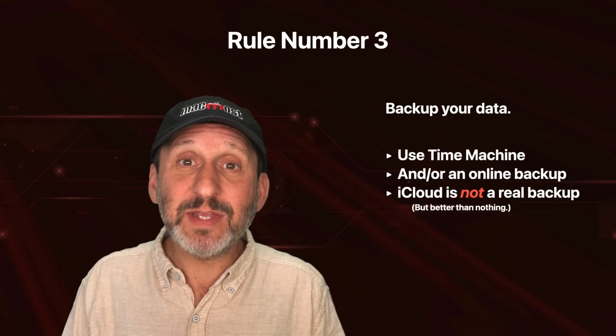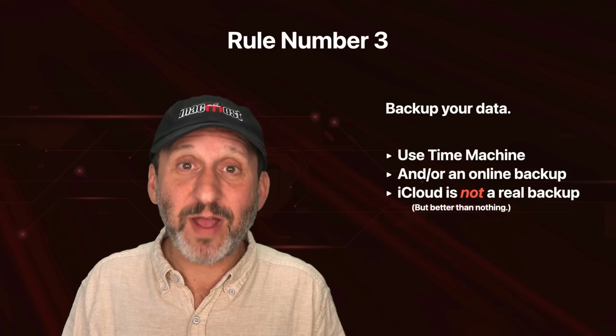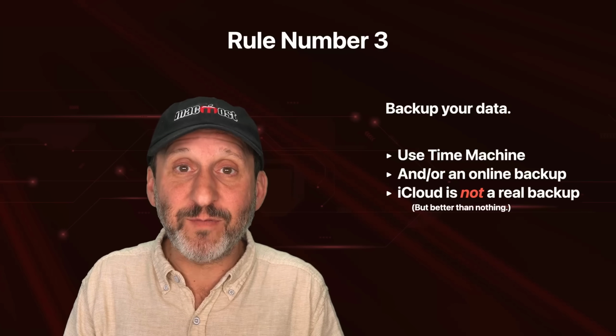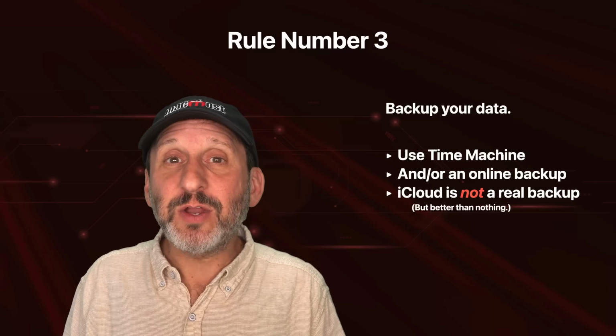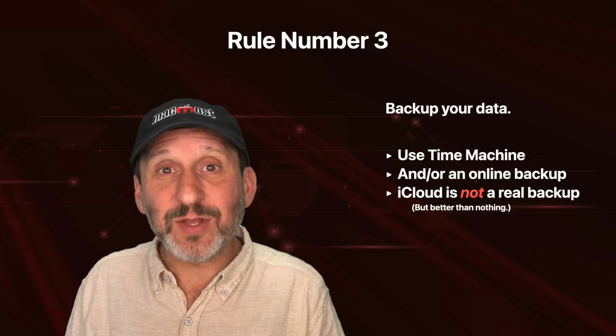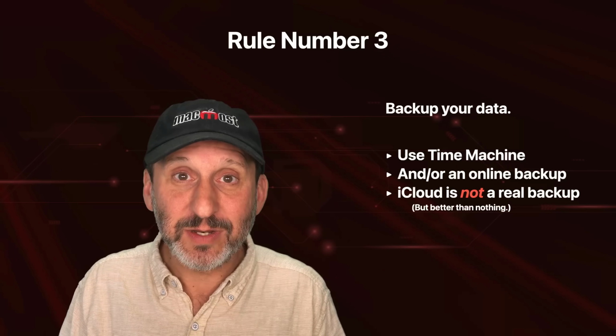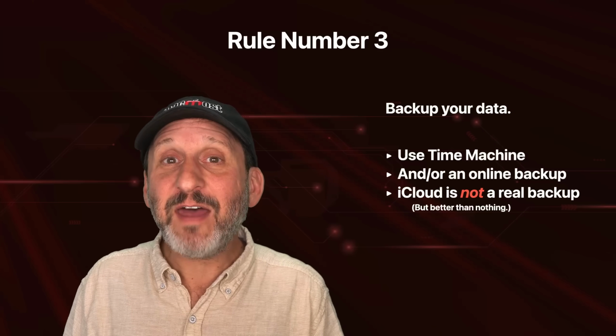The easiest way to back things up is to simply get an external hard drive, plug it in, and use Time Machine, the built-in backup software for macOS. You can also use an online backup, which is great because then your backup and the original aren't at the same location. And if you really want to do it right, have both.